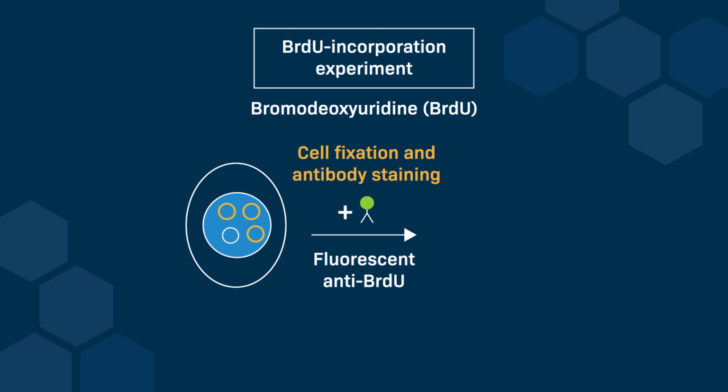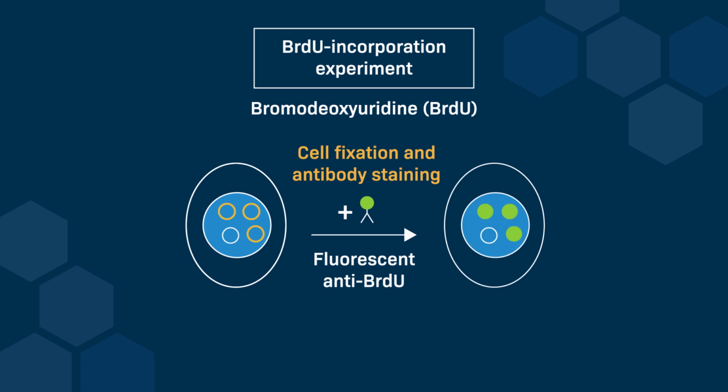The anti-BrdU is conjugated to a fluorescent molecule, which allows it to be visualized through fluorescence microscopy. Sites that contain a high concentration of BrdU will become visible as fluorescent green spots. This visualization method can be used to detect replication sites that are active at specific times during S phase.